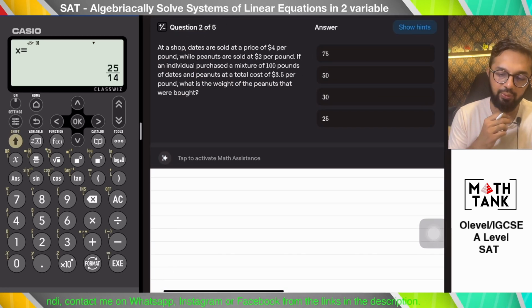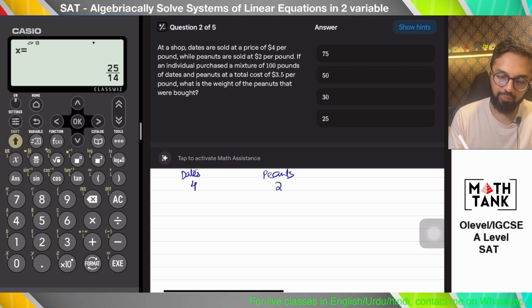At a shop, dates are sold at a price of $4 per pound. Okay, that's dates. And peanuts are sold at $2 per pound. If an individual purchased a mixture of 100 pounds of dates and peanuts at a total cost of 3.5 per pound, let's say he purchased X pounds of dates and Y pounds of peanuts here. What is the total cost here? It's 4X, and the total cost here is 2Y.